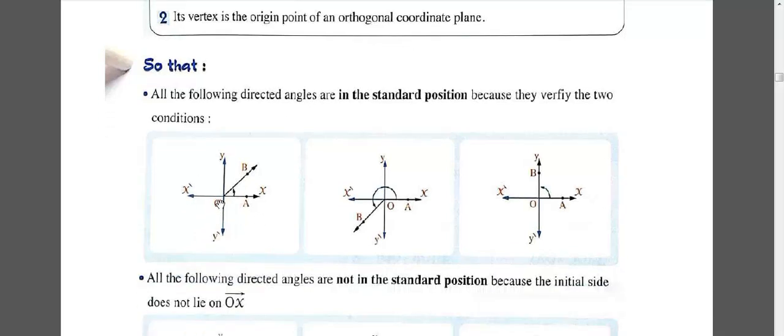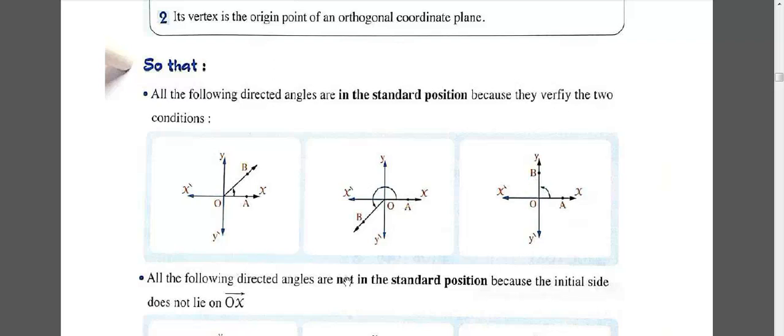Look at here, OA to OP. OA is the initial side, OP is the terminal side. We come from OA to OB, and OA lies on the x-axis. Number 2, OA, its initial side, coming to OP terminal side. So this angle XOP, directed angle AOB, and this OA initial side to OP terminal side.